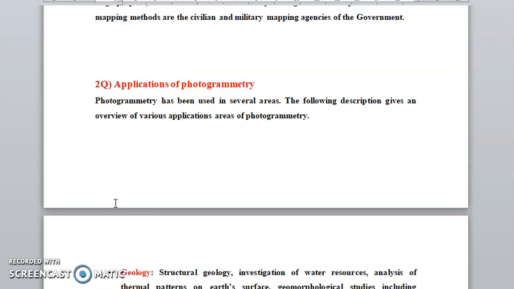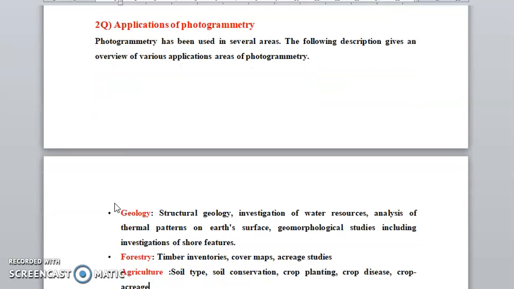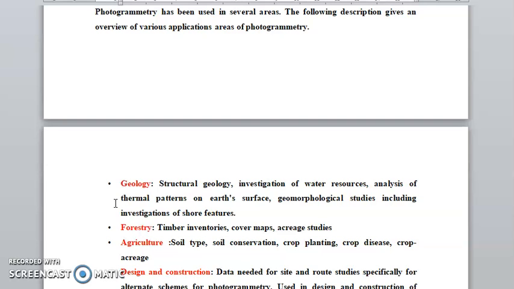Now we go to the applications of photogrammetry. Photogrammetry has been used in several areas. The following descriptions give various applications of photogrammetry. First one, geology: structural geology, investigation of water resources, analysis of thermal patterns of the Earth's surface. Geographical studies include investigation of shore features.